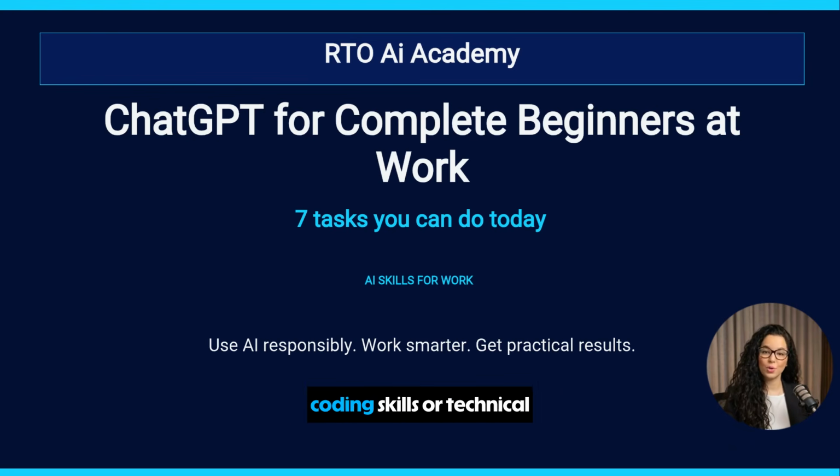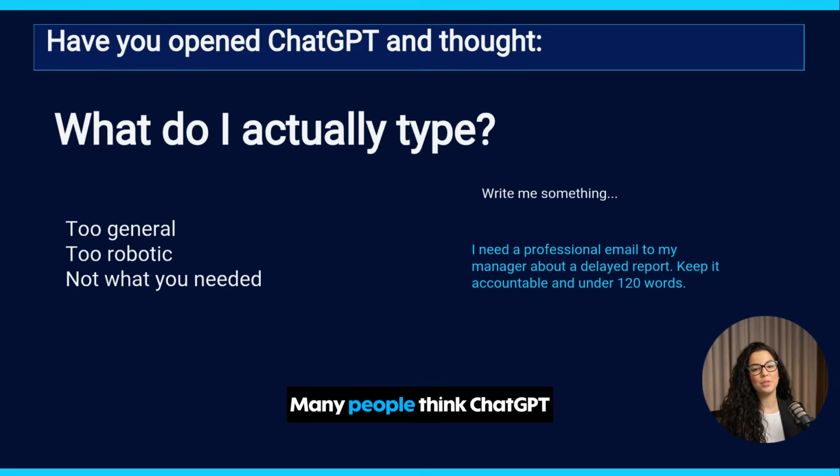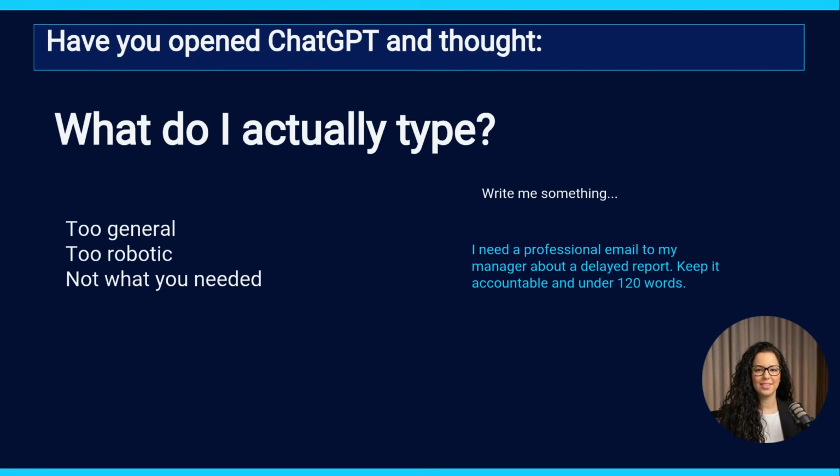You do not need coding skills or technical experience. You only need to know how to give ChatGPT clear instructions. Many people think ChatGPT is difficult because the first answer is not useful. Usually the problem is not the tool. The problem is the instruction. If you type a vague request, you will normally receive a vague answer. If you give context, a clear task, and the format you want, the result improves very quickly.